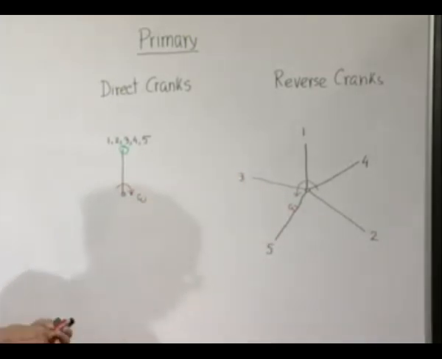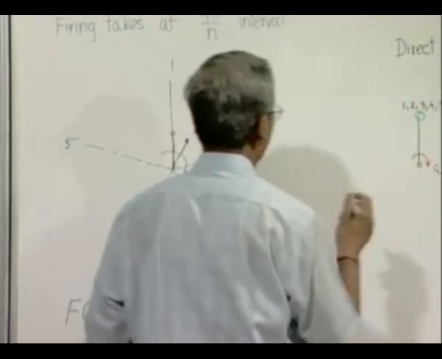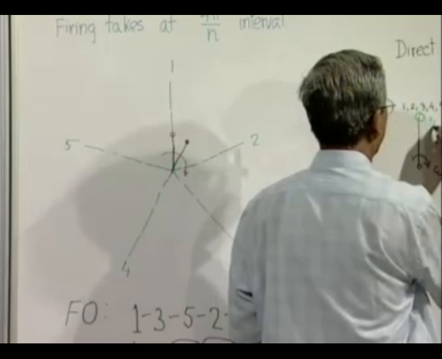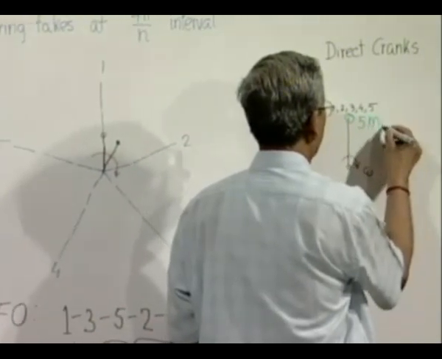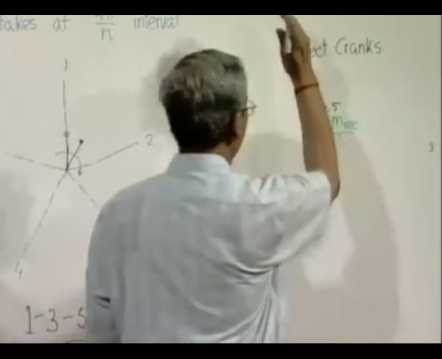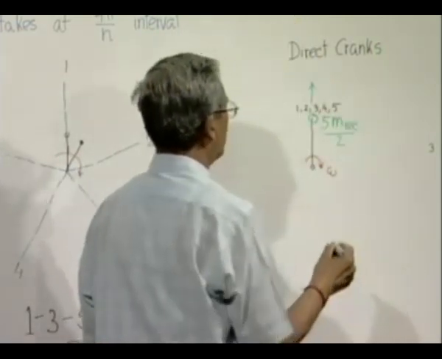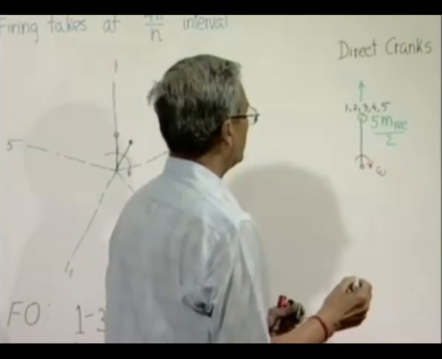So these are the reverse cranks, they are all rotating in the opposite direction at the same speed omega. Now how much mass do we have to keep? It will be m reciprocating by 2. So for 5 of them, it will be 5 m reciprocating by 2. So the centrifugal force produced in this direction will be 5 m reciprocating omega square r by 2.